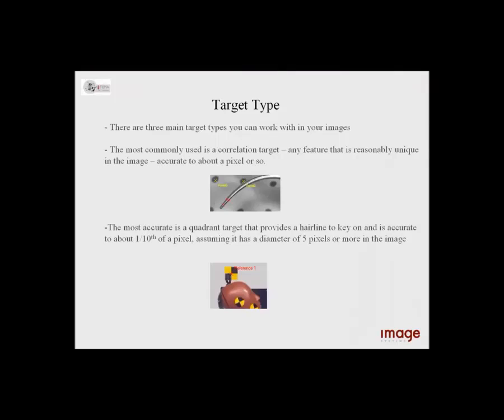Motion analysis requires features in the image that can be tracked. There are three main ways to do this. The most common is the correlation, which takes any feature in the image and looks for that feature in the next frame. Accuracy with this method is approximately 1 pixel. The second method uses the quadrant target and focuses on the crosshairs. This method can get down to 1/10 of a pixel accuracy.